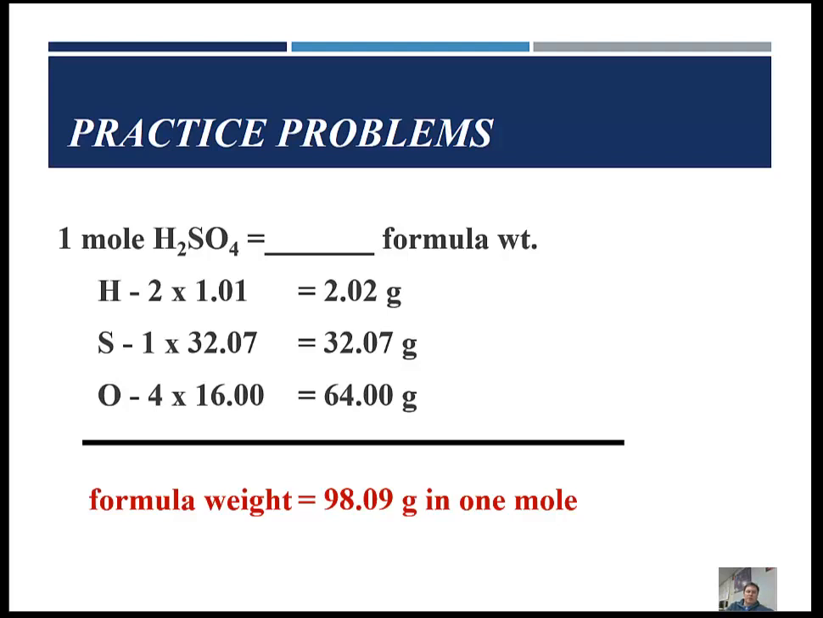Remember, it can also be called formula weight. So 1 mole contains 98.09. If you're having problems with this, please come see me. It's pretty easy. But please remember, when you take the numbers off the periodic table, immediately round them to 2 decimal places to keep us all on the same page.